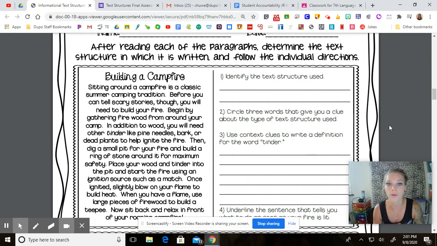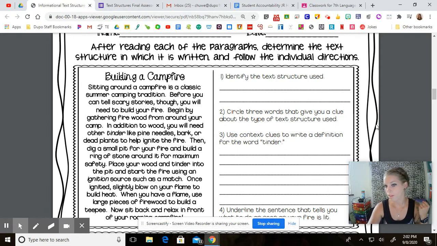Begin by gathering firewood from around your camp. In addition to wood, you will need other tinder like pine needles, bark, or dead plants to help ignite the fire. Then dig a small pit for your fire and build a ring of stone around it for maximum safety. Place your wood and tinder into the pit and start the fire by using an ignition source, such as a match. Once ignited, slowly blow on your flame to build heat. When you have a flame, use large pieces of firewood to build a teepee. Now sit back and relax in front of your roaring campfire.